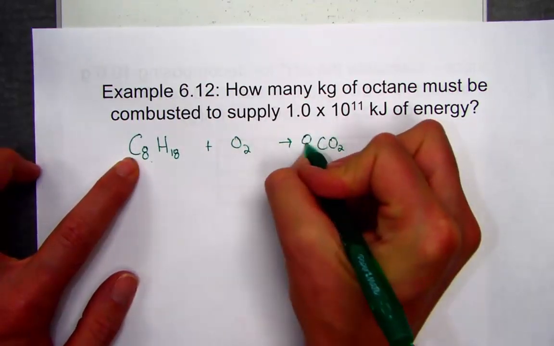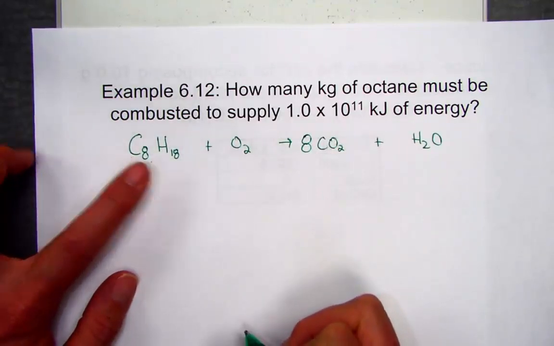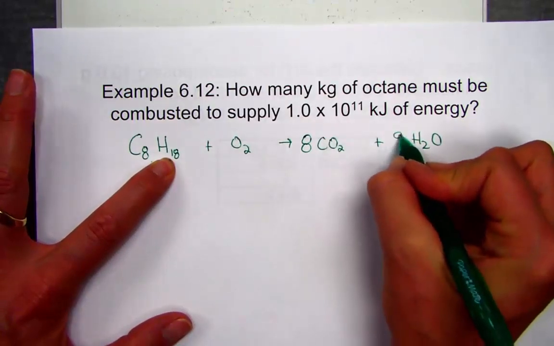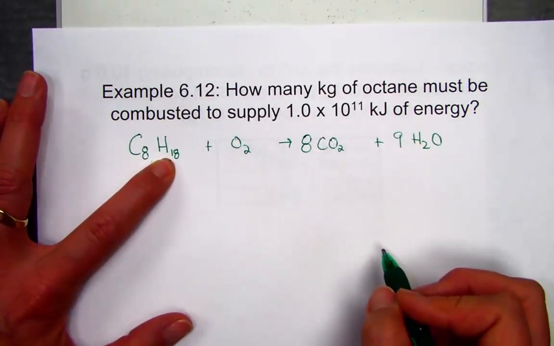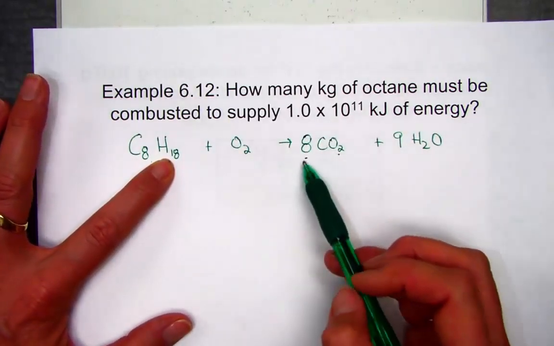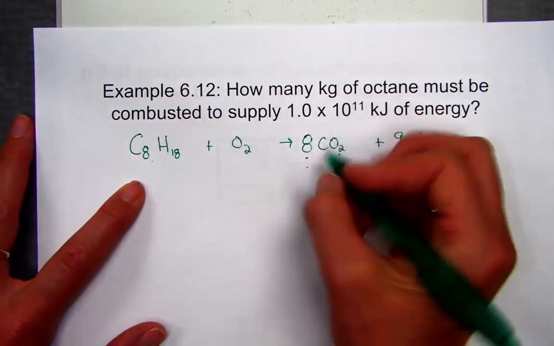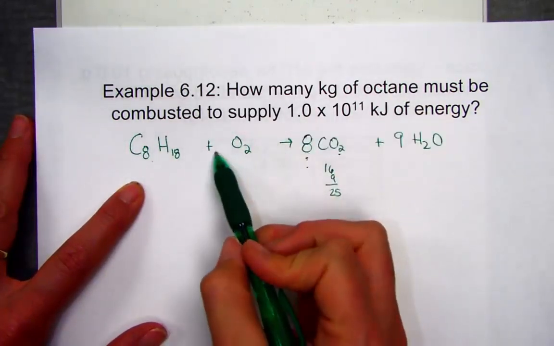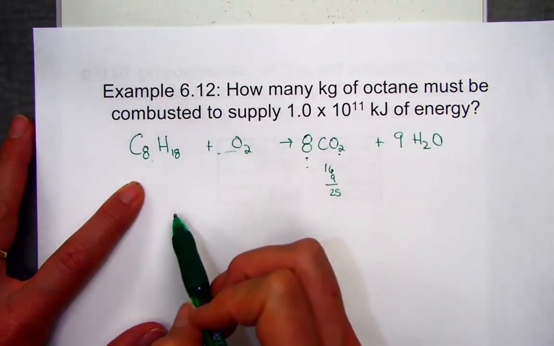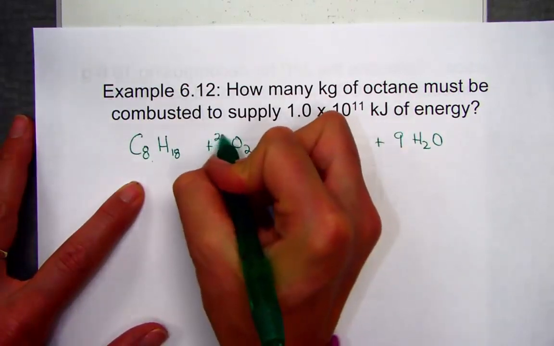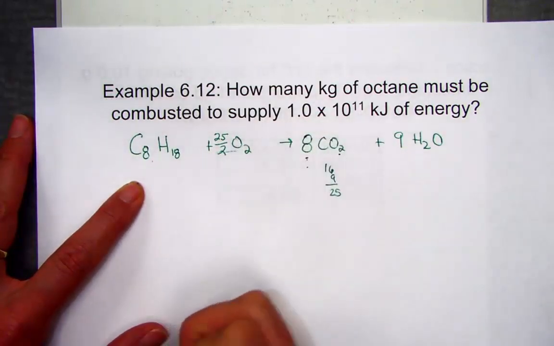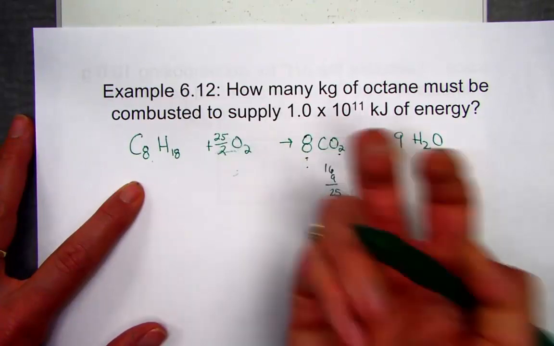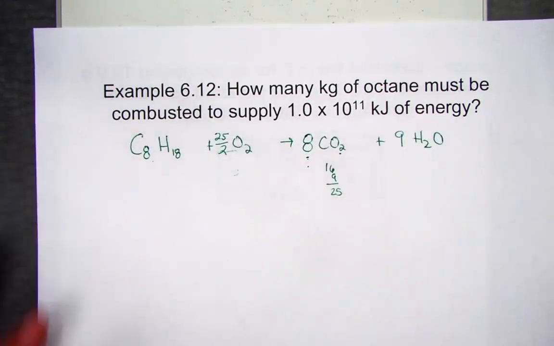8 carbons, try an 8 there. 18 hydrogens, so I'll try a 9 here. That's going to give me an odd number of oxygens, which is completely fine. We have 8 times 2 is 16, plus 9 is 25. To put a whole number here wouldn't make sense because I can't get O2 to add to 25, but I can do a little trick. It's 25 halves. And I don't mind doing that because the heat of formation for oxygen is 0. Any number times 0 is going to stay 0, and yet this still allows me to balance the equation.